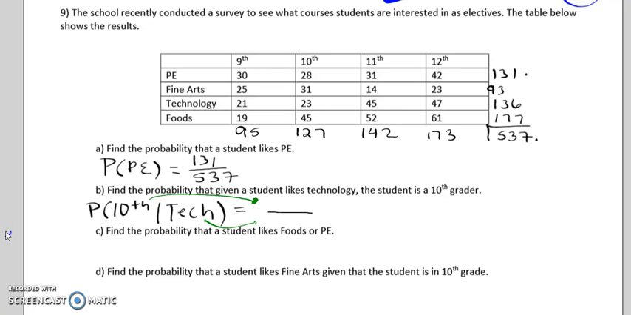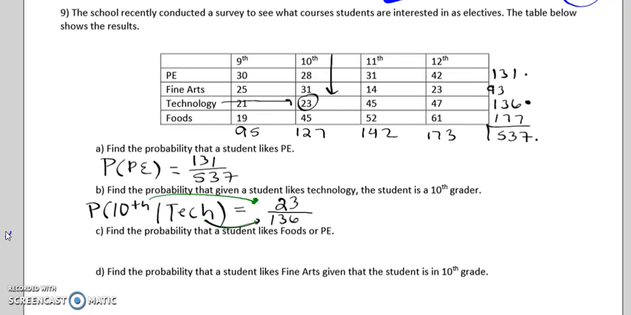So starting with the denominator, how many people like tech? Out of all these different choices, we have 136 kids who said they like tech. Now, just looking at the ones who like tech, how many of them are 10th graders? Well, let's go ahead and look at technology. Where does it meet up with being in 10th grade? That's 23. So for the probability of 10th grade given technology, we get 23 over 136.